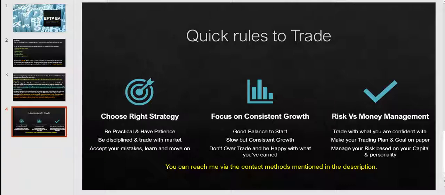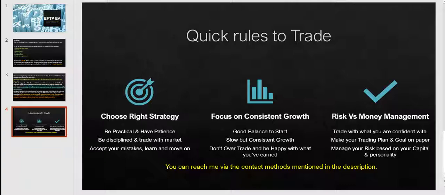My request is to choose the right strategy, whether you are trading through an EA or manually, and be practical and have patience. If you are not using an EA and are trading for yourself, then be disciplined, trade with the market, accept your mistakes, learn and move on. It's not that you stick to just one strategy. In case it fails, learn from your mistake and move on, so you don't repeat the same mistake again with the strategy that you're using manually.